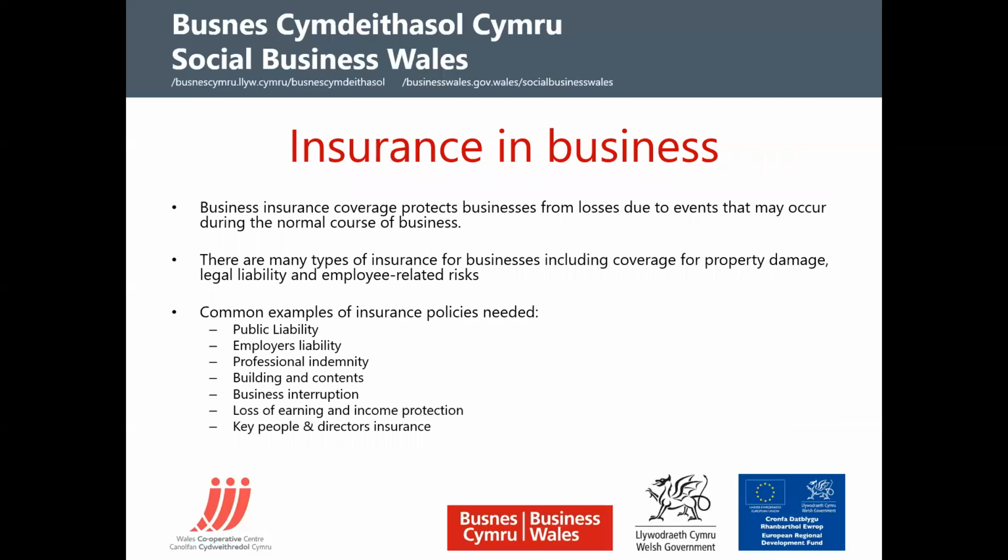Insurance in business. So business insurance coverage protects businesses from losses due to events that may occur during the normal course of business. There are many types of insurance for businesses, including coverage for property damage, legal liability, and employee-related risks. Some common examples of insurance policies needed by business are public liability, employer's liability, professional indemnity, building and contents, business interruption, loss of earnings and income protection, and key people and directors insurance.